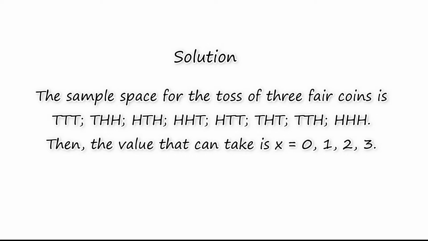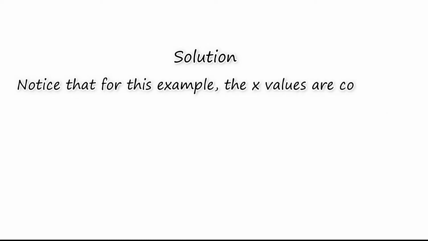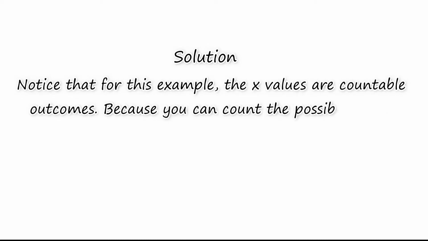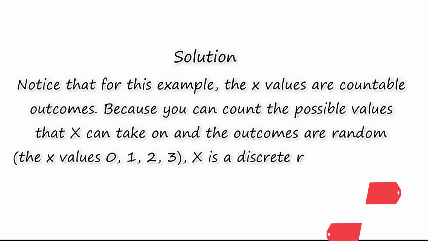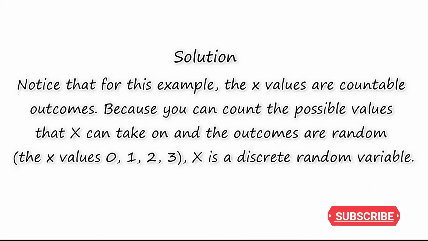Notice that for this example, the X values are countable outcomes because you can count the possible values that X can take on, and the outcomes are random. The X values are 0, 1, 2, 3. X is a discrete random variable. The outcome is countable.